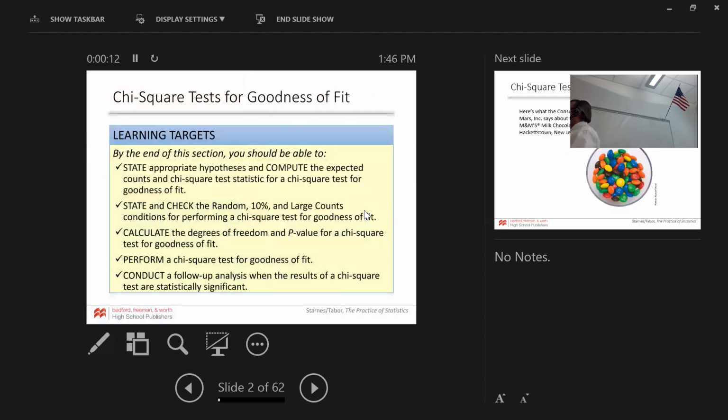So here's what we're asking you to do. Hypothesis, null and alternate, expected counts. You've done expected counts before. That means the numbers that go in the two-way table. Chi-square test statistic. We're doing a goodness of fit today. We'll explain to you what that means. Conditions, degrees of freedom, the p-value. Well, the p-value is the same as it's been.